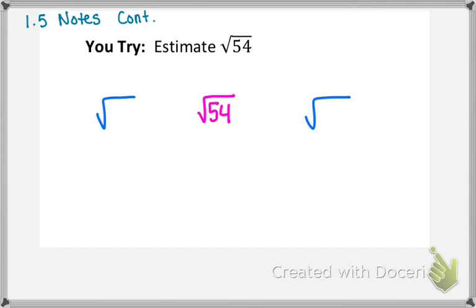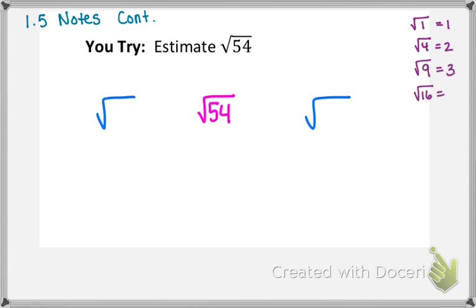So what we want to do is find two perfect square numbers that I can take the square root of, one that is a little bit less than the square root of 54 and one higher than the square root of 54. So just a reminder of what my perfect squares are. We said the square root of 1 is 1, so 1 is a perfect square. The square root of 4 is 2. 2 is a perfect square. So is 9, since the square root of 9 is 3.